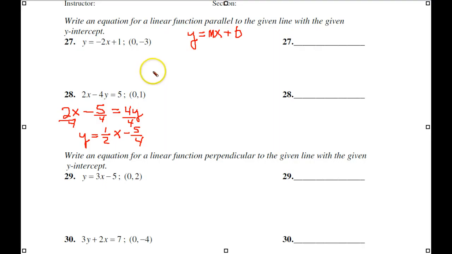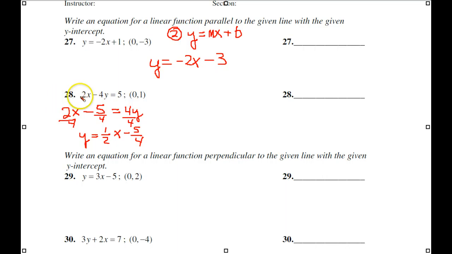As we do number 27, they want us to write an equation that is parallel to this line, but has this y-intercept. So we're basically going to use formula 2, where we have the y equals, what will our slope that's parallel to this line be? Well, it's going to be a negative 2x. And the y-intercept, our new b up here, is going to be a negative 3. So that one was pretty easy.